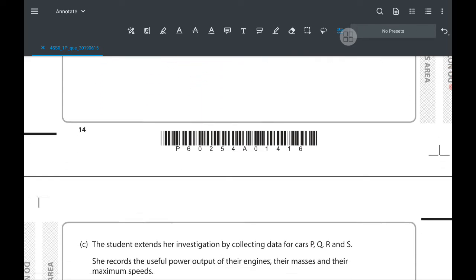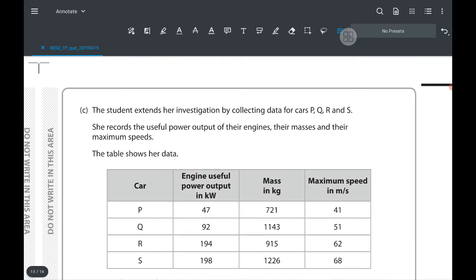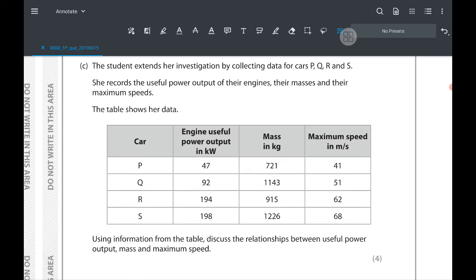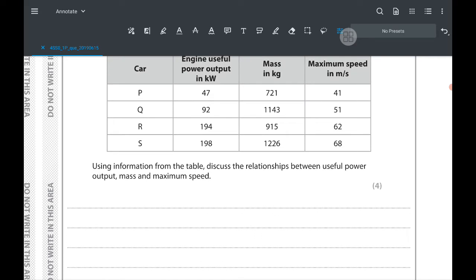Okay, next question. The student extends her investigation by collecting data for car PQRS. She records the useful power output of their engines, their masses and their maximum speed. If you look at the reading, you can see that the PQRS engine useful power output is increasing and mass in kilogram is not exactly increasing except this car Q. Maximum speed is also increasing. Using information from the table, discuss the relationship between useful power output, mass and maximum speed.